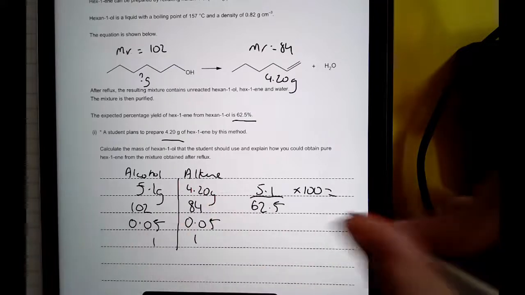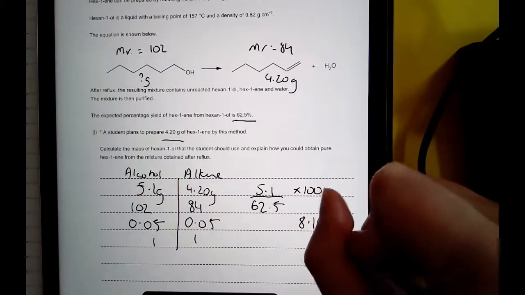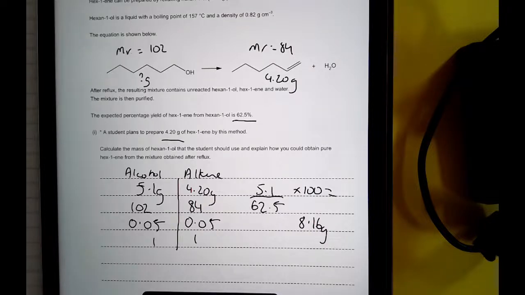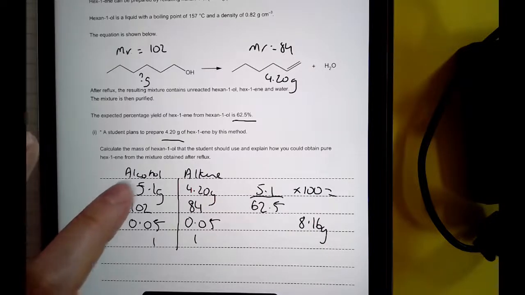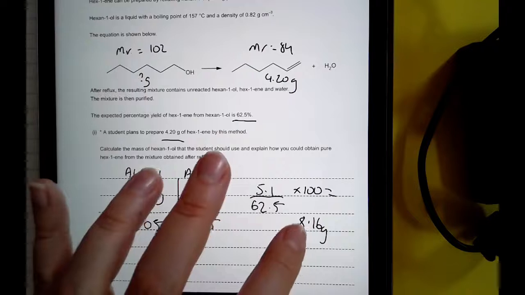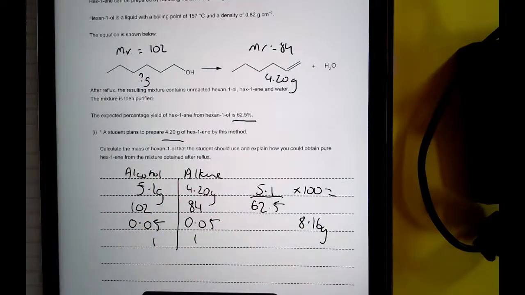I end up with an answer of 8.16 grams. And that makes sense, okay? That's how much I should start with, but because I'm going to lose some along the way, I actually need to start off with a greater mass than I originally calculated.